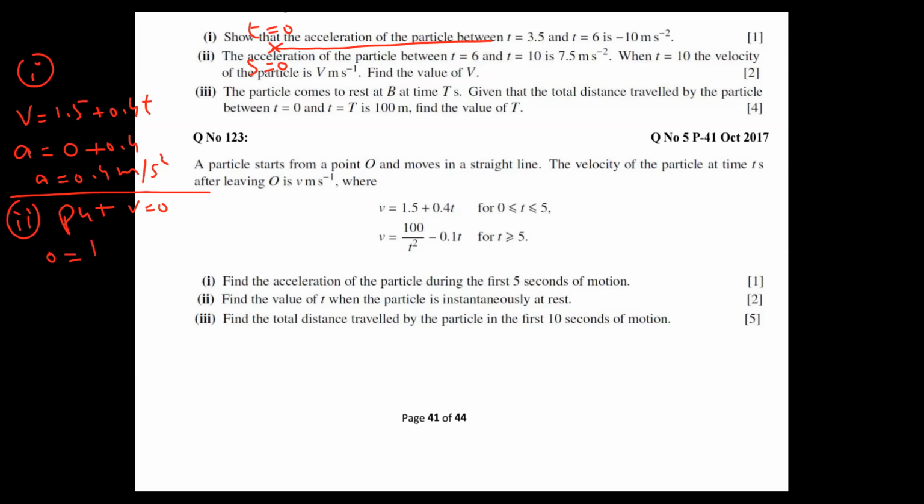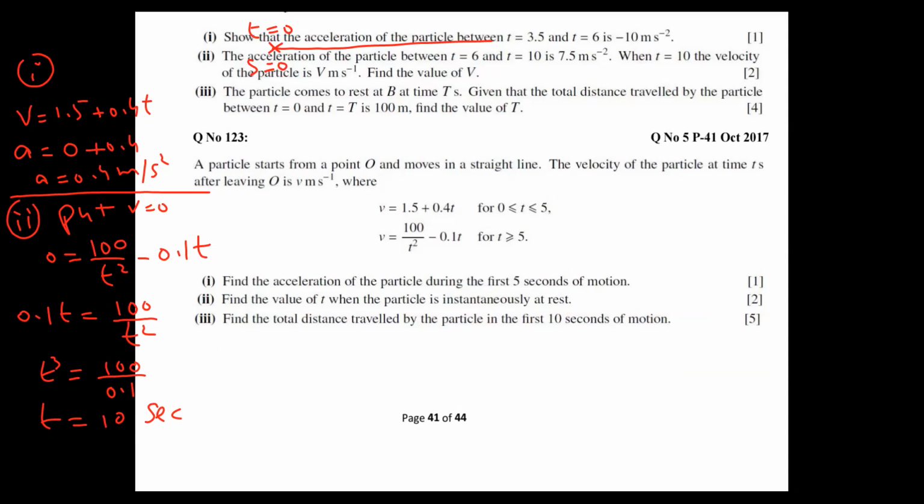So 0 equals 100 over t squared minus 0.1t. I bring it to the left-hand side: it becomes positive 0.1t equals 100 over t squared. Multiplying t squared to the left side, I get t cubed, and 0.1 divides into 100, which becomes 1000. Taking the cube root, I get 10, sorry, 10 seconds. This point is very, very clear up till here. He was asking the time at rest, so we got 2 marks so easily.